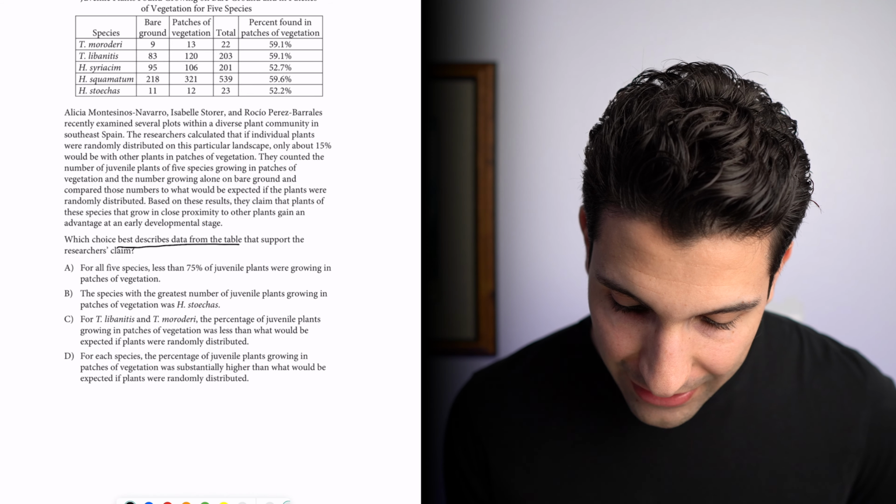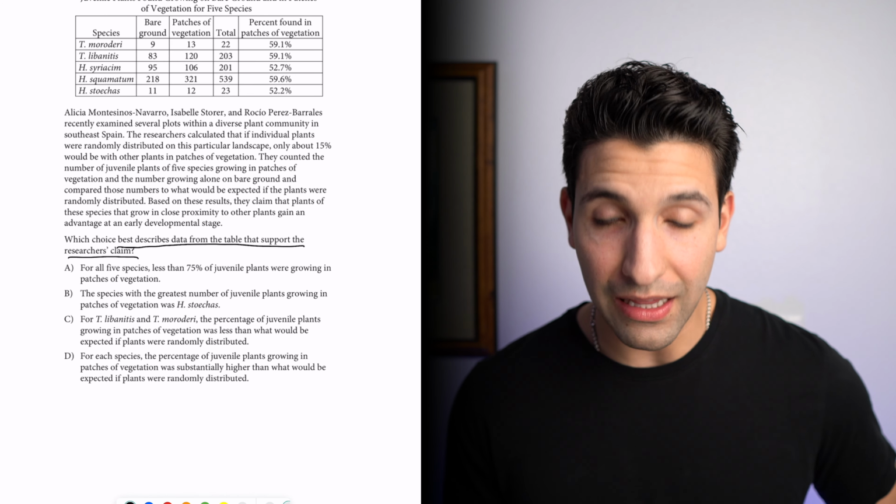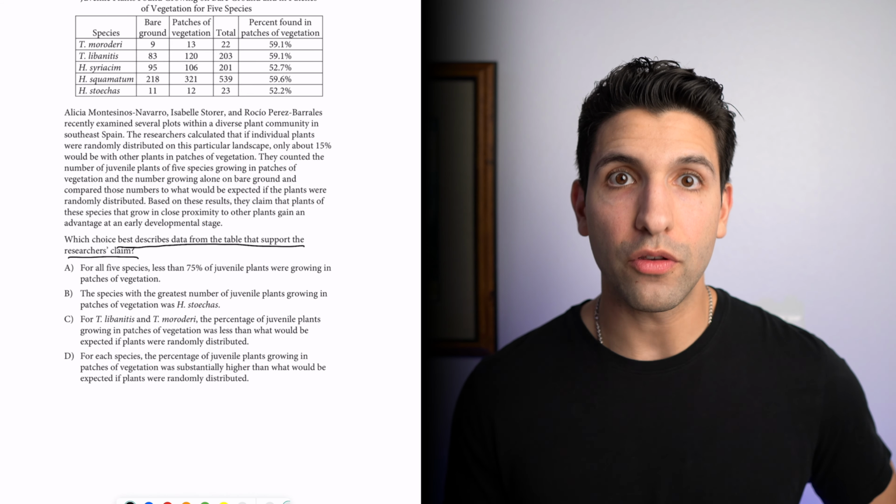So the next type of question you'll see on the reading and writing section of the digital SAT is dealing with graphs and charts. Now this is a longer question, so for the sake of time, I'm going to kind of summarize what it's asking and what it's showing. Which choice best describes the data from the table that supports the researcher's claim? So first things first, I need to go read the passage and find out what the claim is.